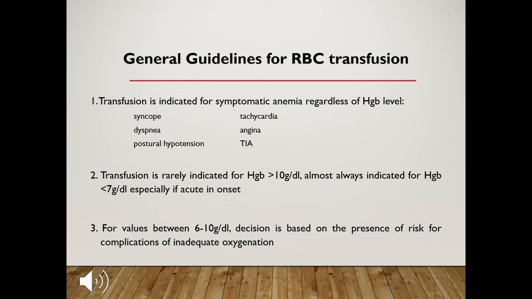and transient ischemic attack. Second, transfusion is rarely indicated for hemoglobin more than 10 grams per deciliter. Almost always, it is indicated if the hemoglobin is less than 7 grams per deciliter, especially if acute in onset. And third, for values between 6 to 10 grams per deciliter, decision is based on the presence of risk for complications of inadequate oxygenation. So, don't just base it on numbers. Treat the patient, not the number.